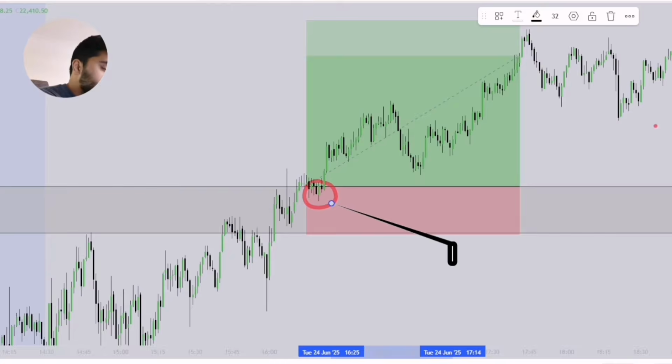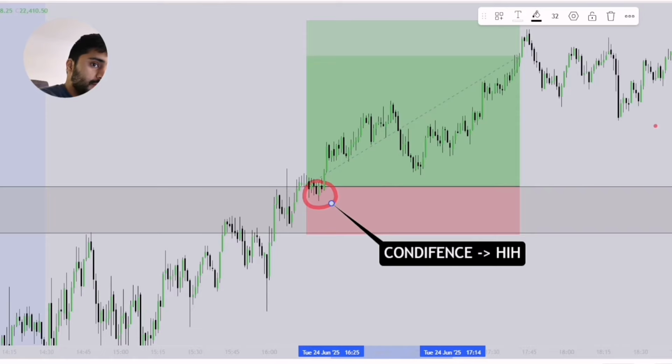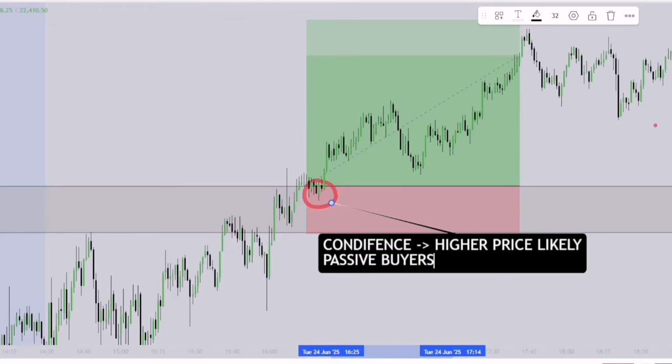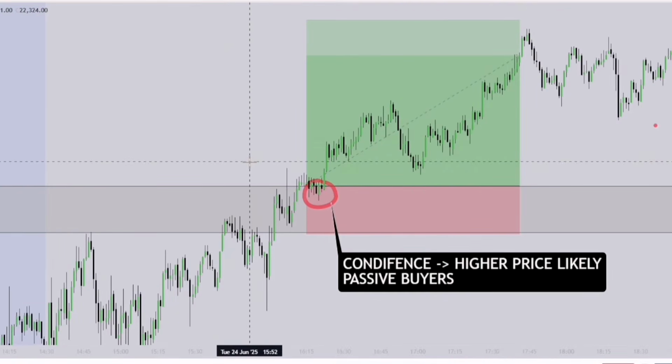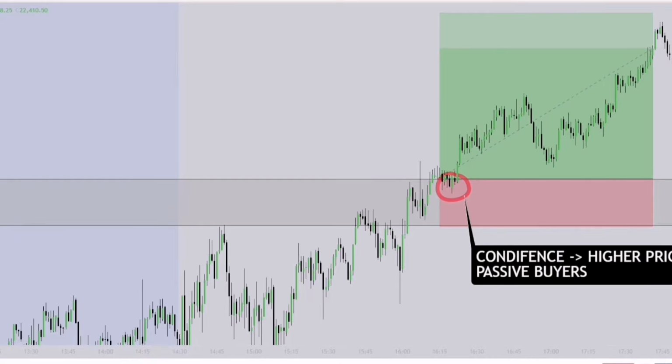So confidence, let's just write this down, right? So confidence is a function of knowing higher prices are likely, right? Higher prices likely. And so how do you know that there's higher prices likely? The term we use to describe this is passive buyers, right? Passive buyers need to be in control at this area. So the way we determine that is by seeing aggressive sellers fail.